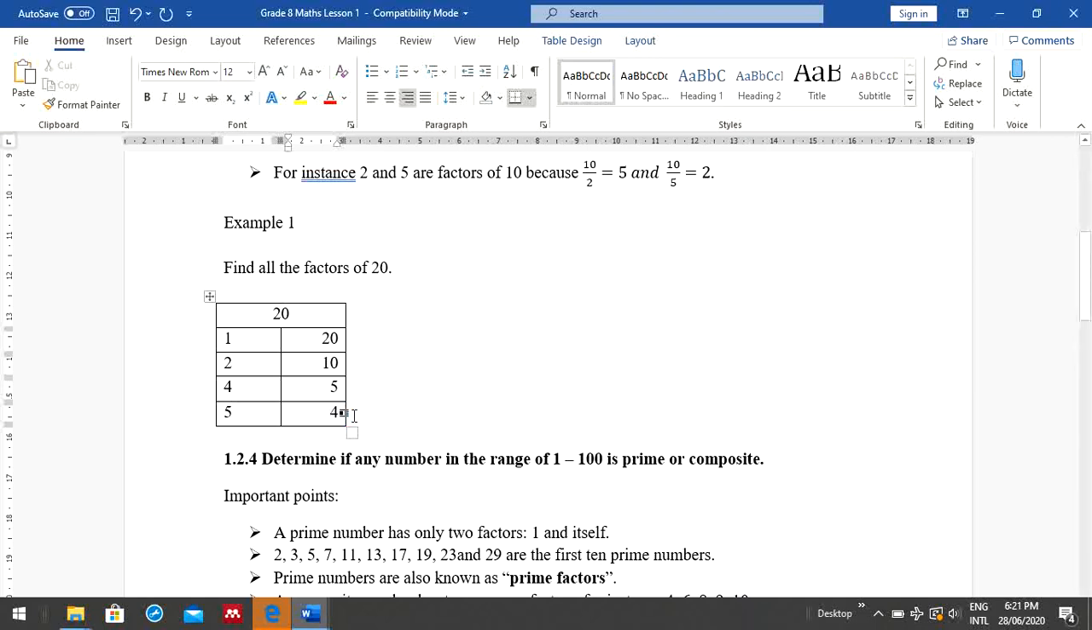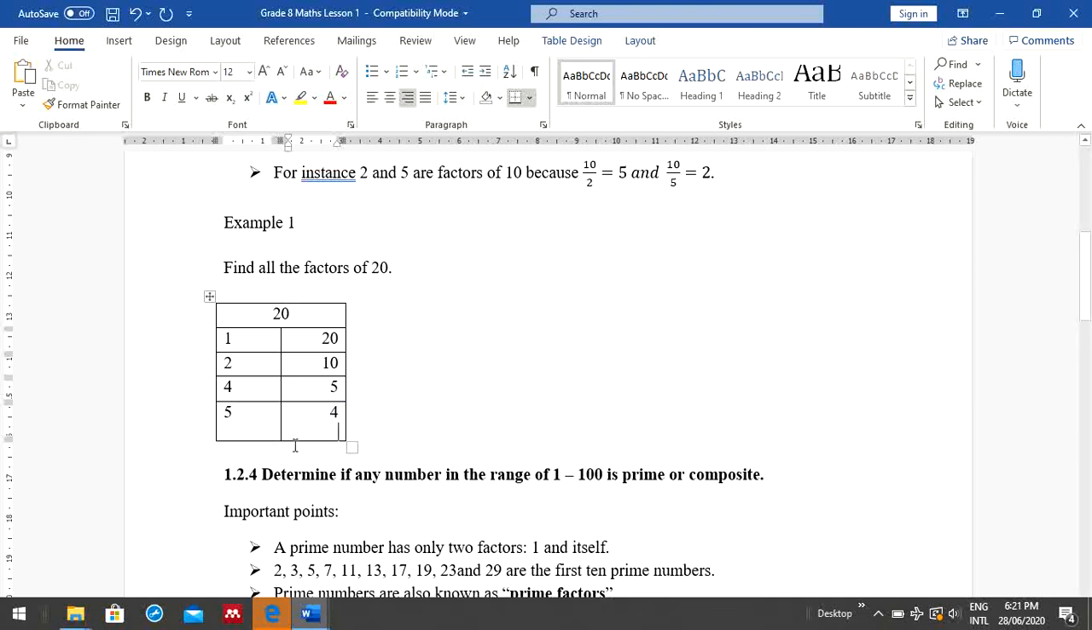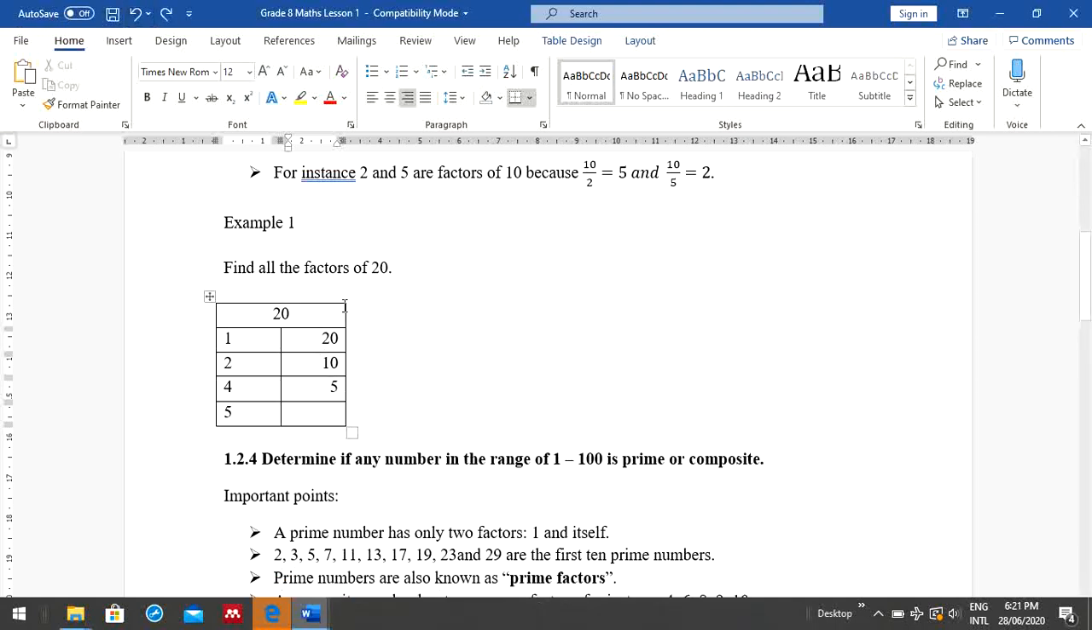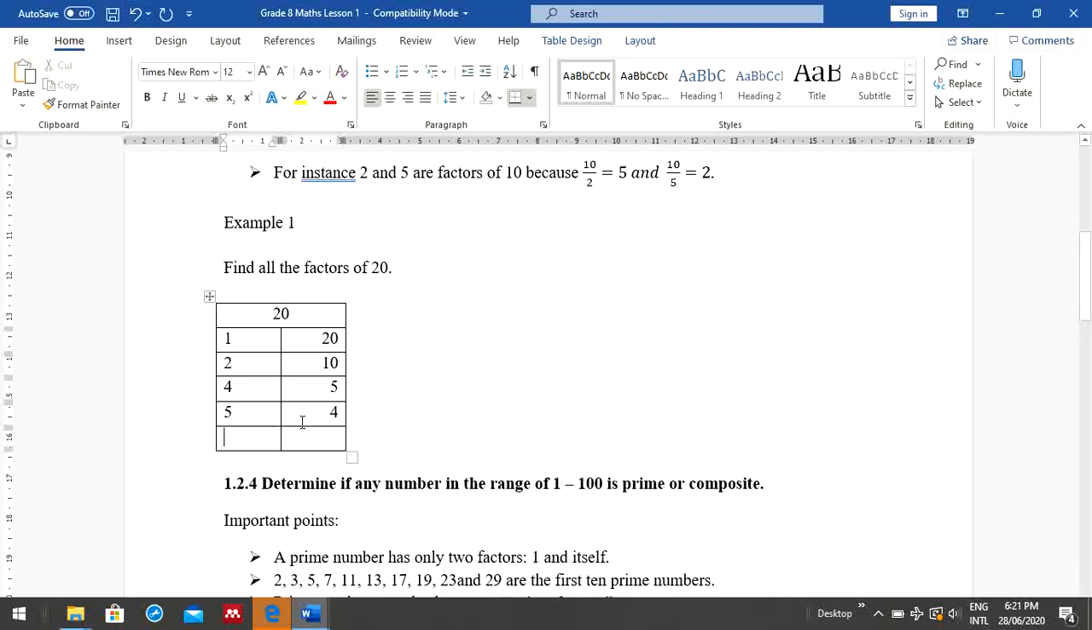And then we know that 10 can also go into 20. So you put 10 goes into 20. How many times? 2 times. Right. How about 12? No. 15? No. So the next number that can go into 20 is just 20 itself.